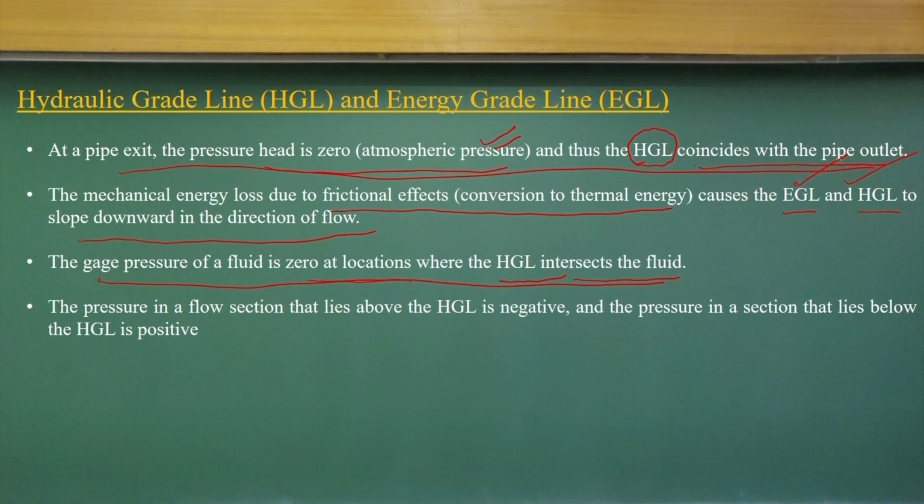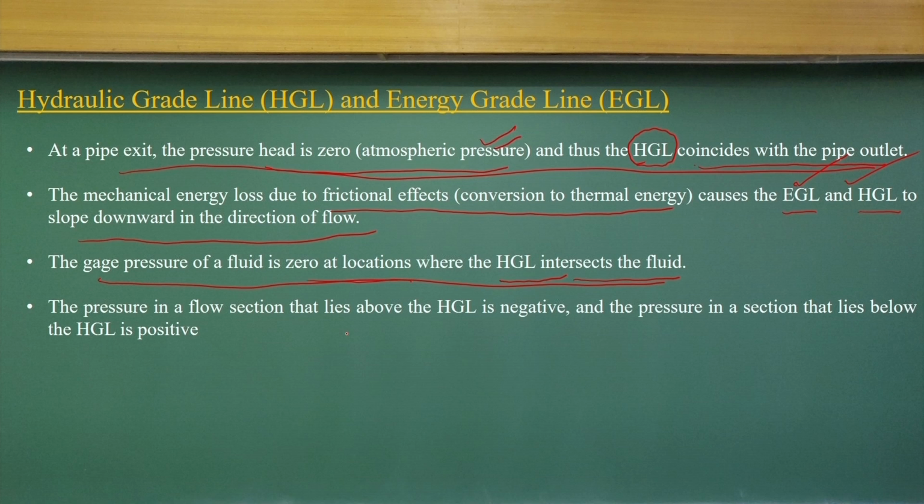Pressure in a flow section that lies above the hydraulic gradient line is negative. Pressure in a section that lies below the hydraulic gradient line is positive. That is the difference we get. So, whenever we solve pipe flow problems, we will show how the pressure changes from negative to positive with respect to the hydraulic gradient line.